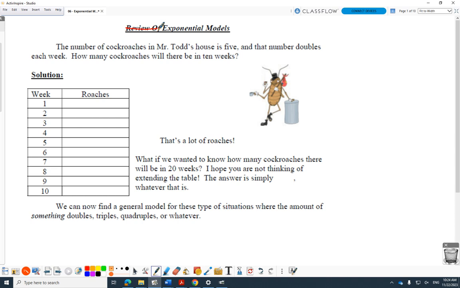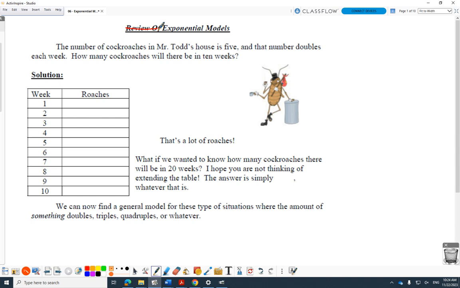So I made up a silly example to try and help you remember when you're doing exponential models. An exponential model essentially means there's some real life situation that we're going to use our equations to get the answers. That's all. So there's a model we will fit to the real life situation.